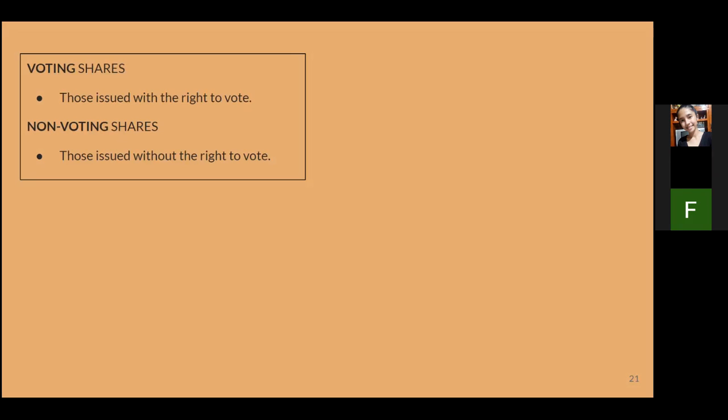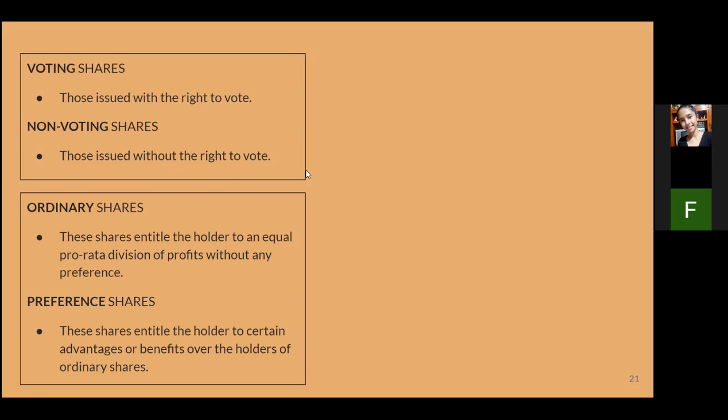And yan, meron din tayo ditong voting shares and non-voting shares. Tulad ng sabi niya, voting shares. So, ibig sabihin, ito yung ini-issue with the right to vote. And kapag sinabing non-voting shares, ito naman yung ini-issue without the right to vote. And ayan, meron din tayong ordinary shares and preference shares. Pag sinabing ordinary shares, ito yung mga shares na ini-entitle na yung holder to have an equal pro-rata division ng profits. And kapag preference share naman, ito yung mga ini-entitle yung holder to a certain advantages. Mas magigets na itong mga to kapag nasa problem na tayo.